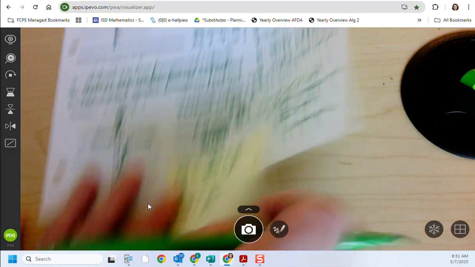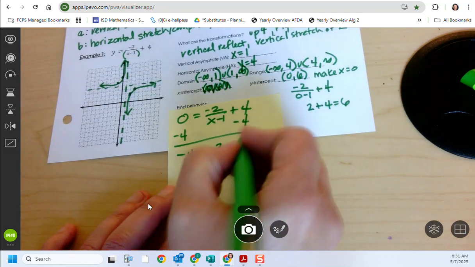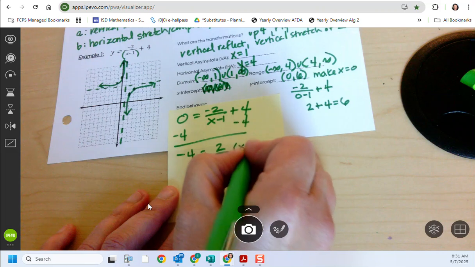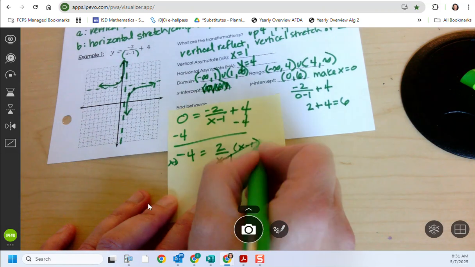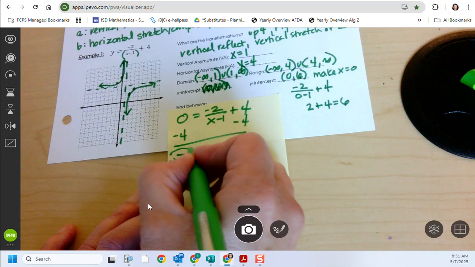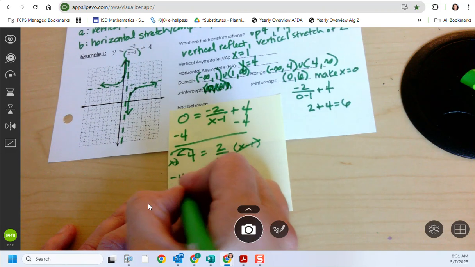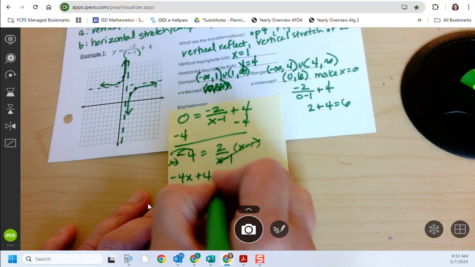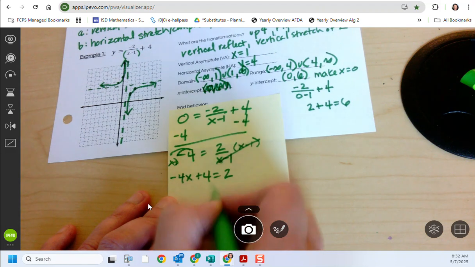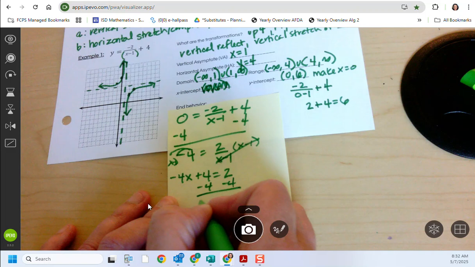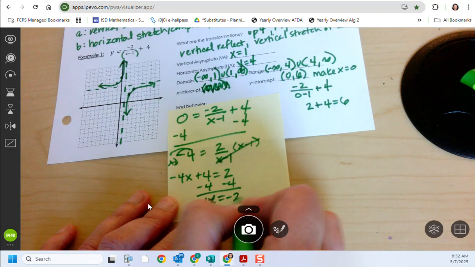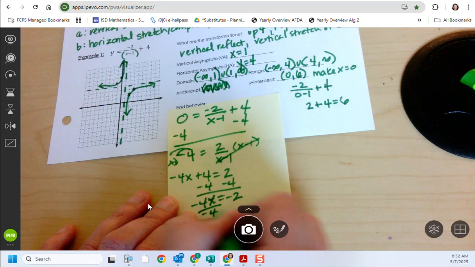Oh, you can't see that. Then I'm going to multiply both sides by x minus 1 to get it out of the denominator. That's going to distribute to the x minus 1 to make -4x plus 4 equals 2. And then I'm going to solve it for x. Subtract the 4. -4x equals -2, and then divide it.